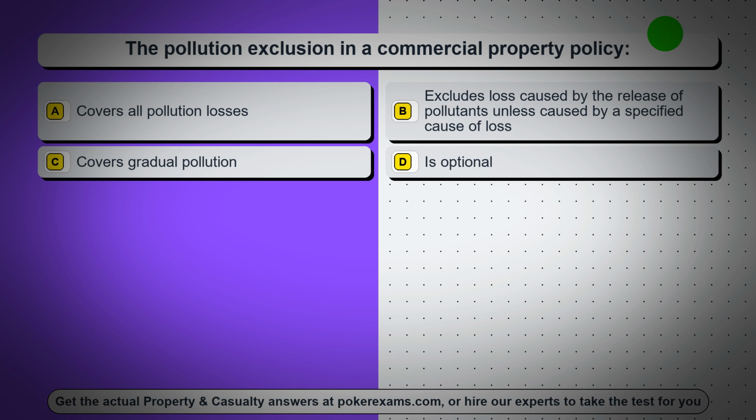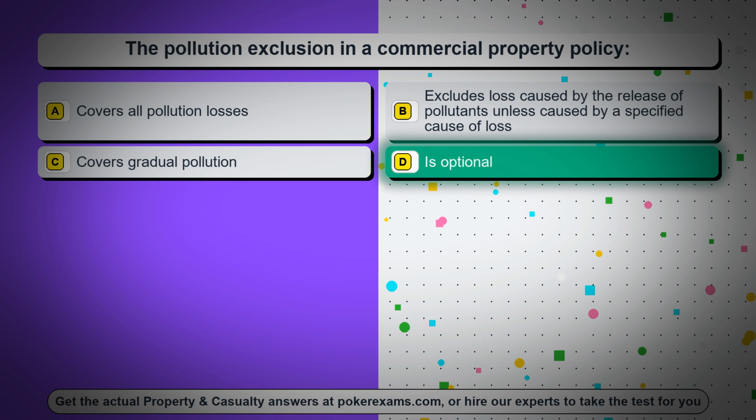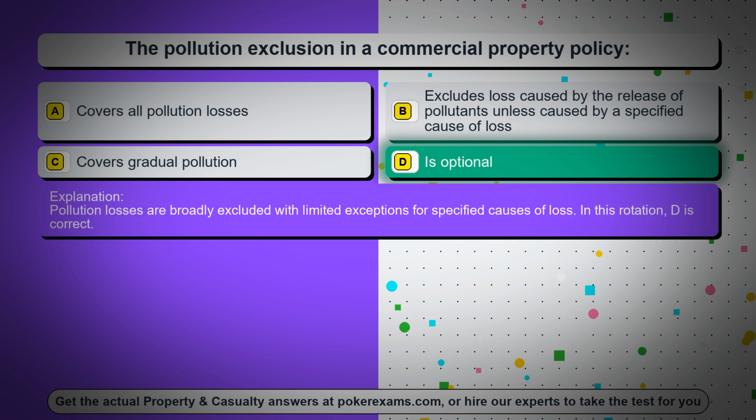Question 78. The pollution exclusion in a commercial property policy. Option A, covers all pollution losses. Option B, excludes loss caused by the release of pollutants unless caused by a specified cause of loss. Option C, covers gradual pollution. Option D, is optional. The correct answer is option D, is optional. Pollution losses are broadly excluded with limited exceptions for specified causes of loss. In this rotation, D is correct.